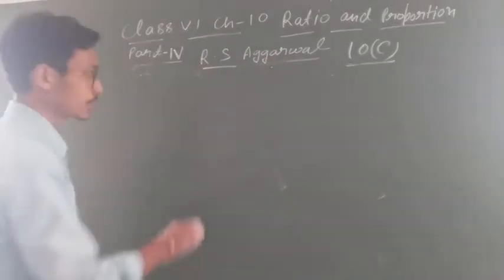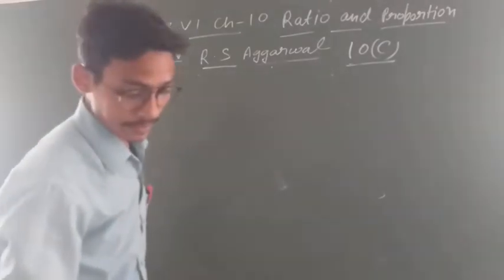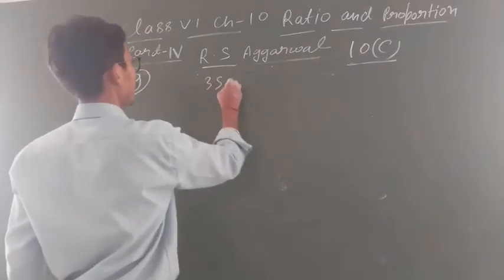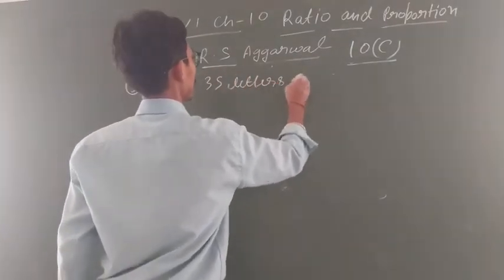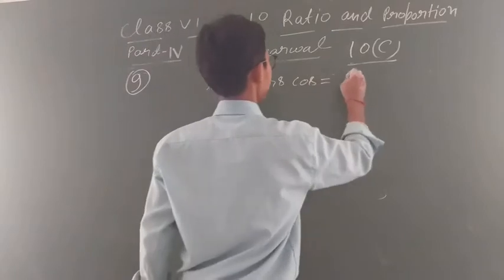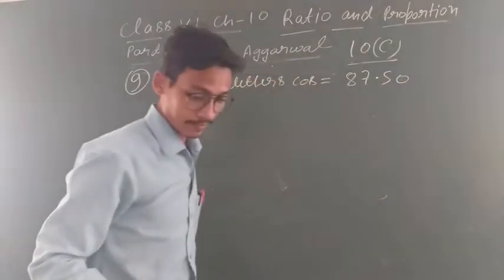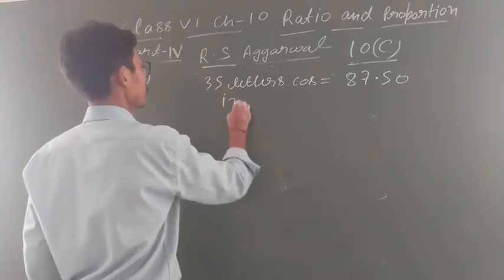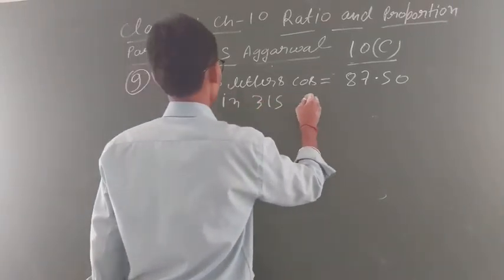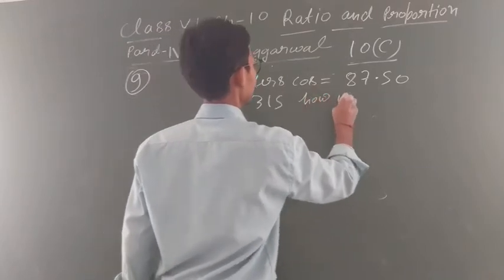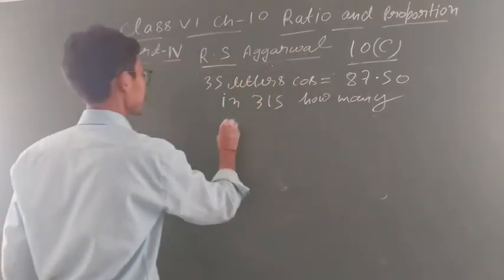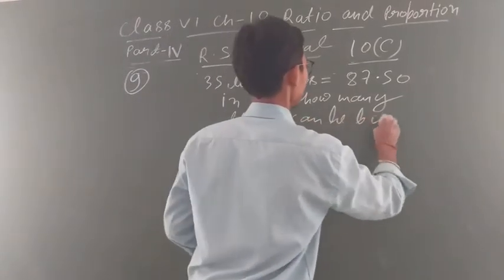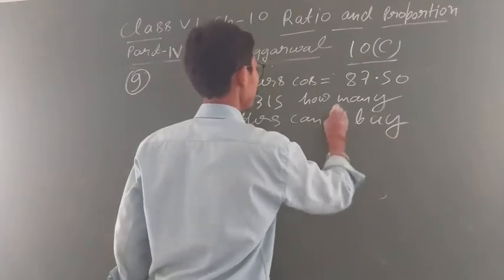देखिए क्वेश्चन नंबर 9. Question number 9 is given. 35 liters cost rupees 87.50. It is given how many such liters can we buy for rupees 350. So in 350 how many liters can we buy? So देखो student this is little bit different.